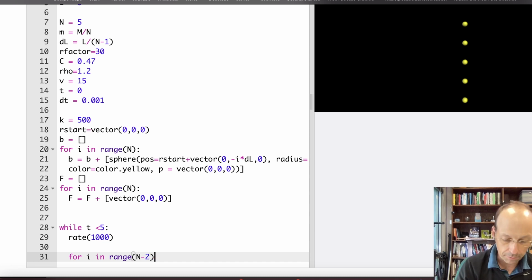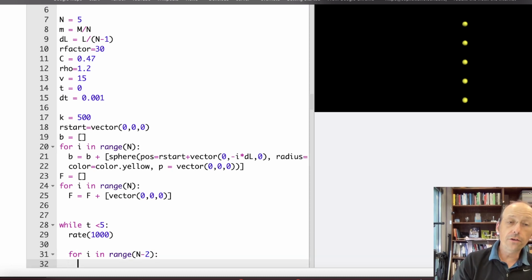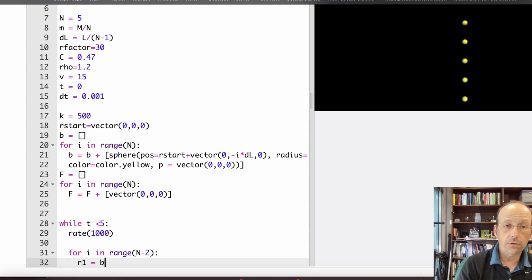I am looking at my notes a little bit because I will make a mistake. The first thing I want to do is to calculate the vector from this mass up and from this mass up. I'm going to call this one R1 and that R2. So I'm going to say R1 equals B. And remember, I'm starting at i equals 0. So I want to go down 1, which is adding 1 to the index. The top one is i equals 0. So I'm going to say B[i plus 1].